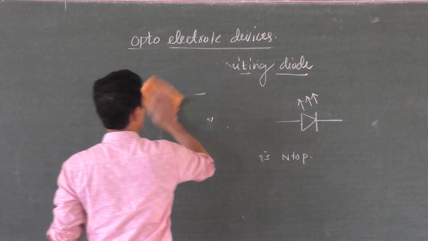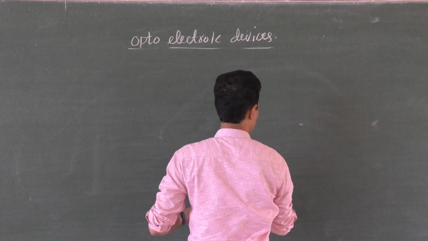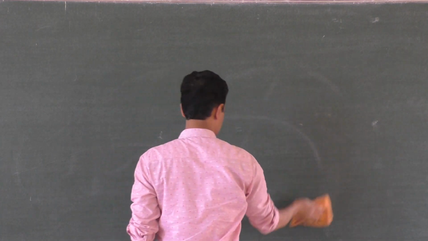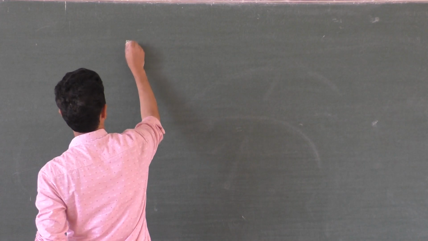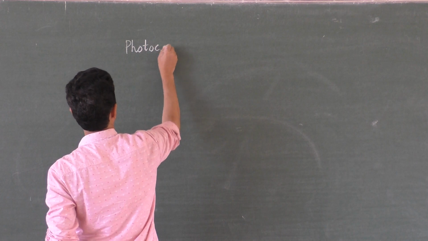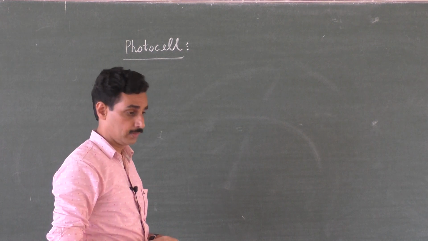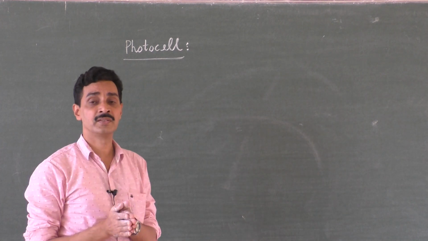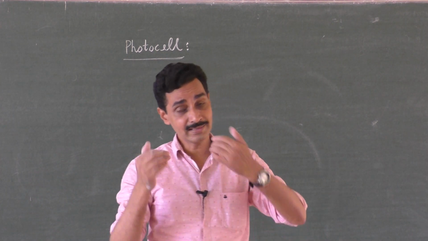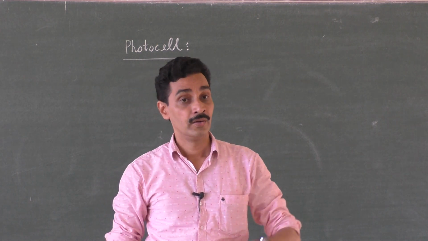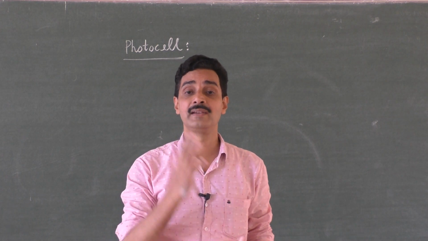Now we will go to one more, that is the photocell. What is a photocell? Photocell is actually not a diode, it is a device constructed using semiconductors. That itself is a cell. That device itself acts like a battery.